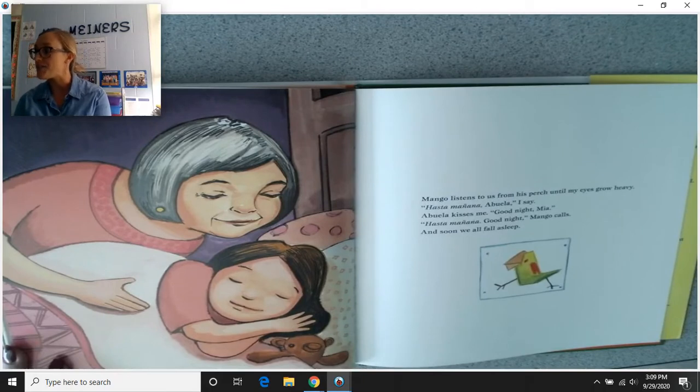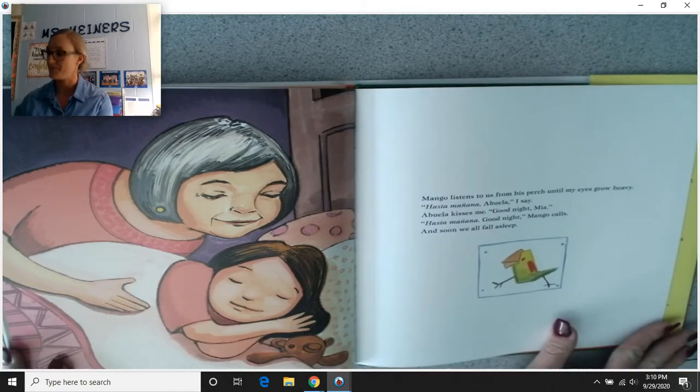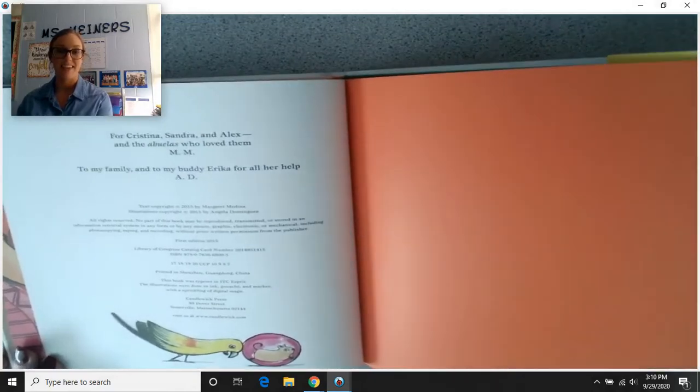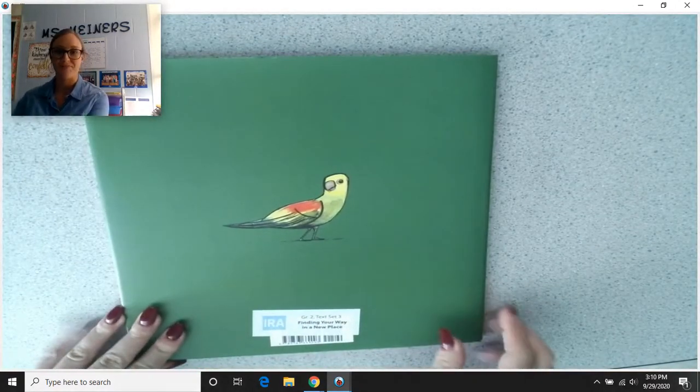Mango listens to us from his perch until my eyes grow heavy. "Hasta mañana, Abuela," I say. Abuela kisses me. "Good night, Mia." "Hasta mañana. Good night," Mango calls. And soon we all fall asleep. The end. And we have a nice little picture of Mango on the back.